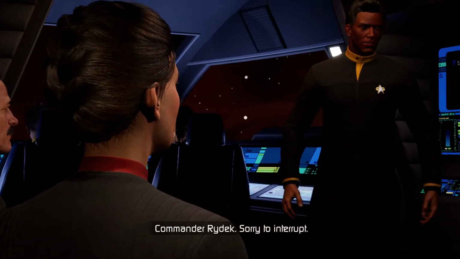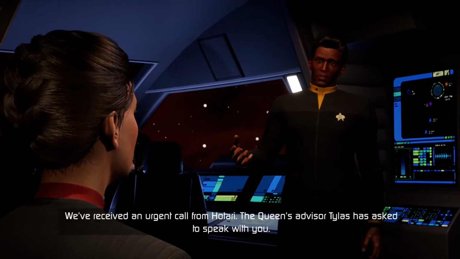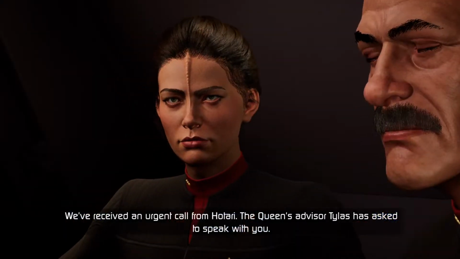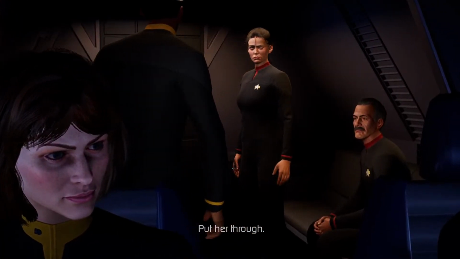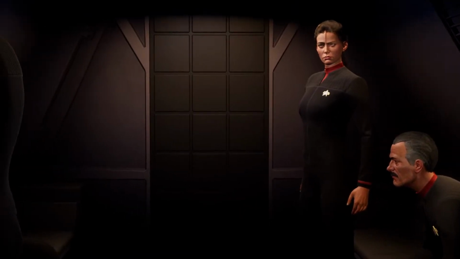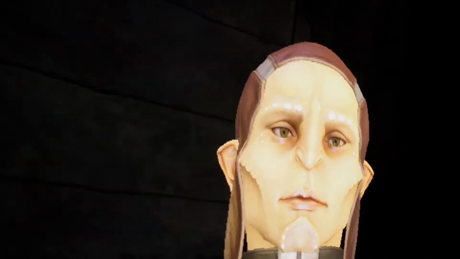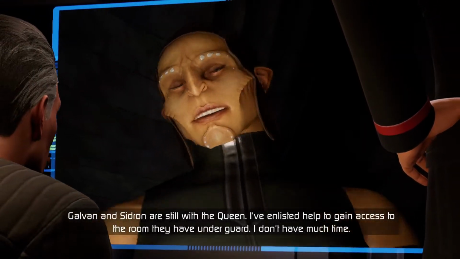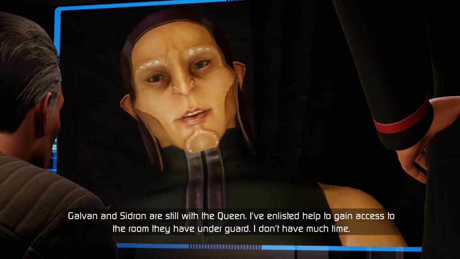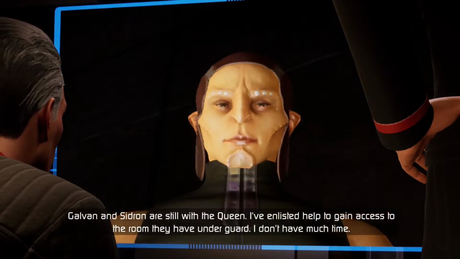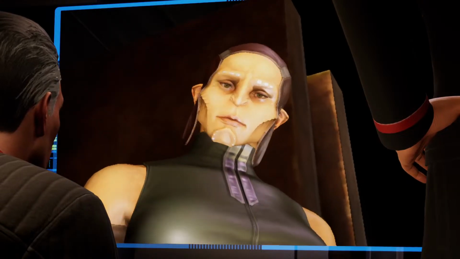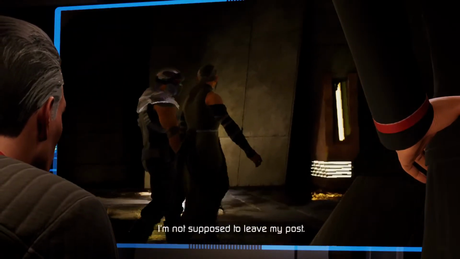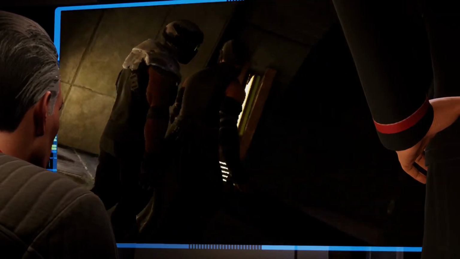Commander Rydek, sorry to interrupt. We've received an urgent call from Hotari. The Queen's advisor, Tylus, has asked to speak with you. Put her through. Galvin and Sidron are still with the Queen. I've enlisted help to gain access to the room they have under guard. I don't have much time. I'm not supposed to leave my post. It's only for a moment. I so appreciate your help.